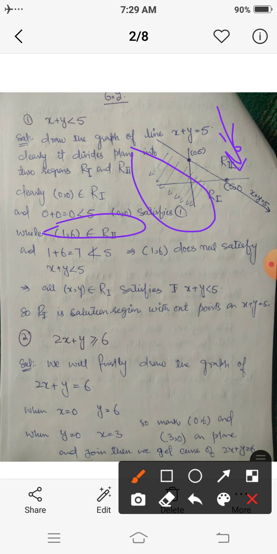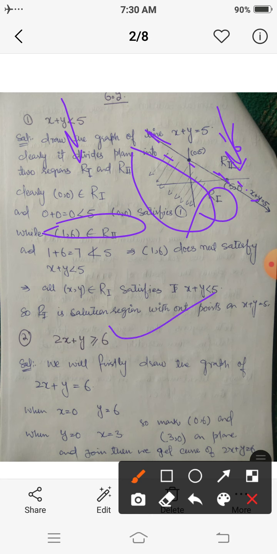Also here we have a strict inequality, with less than. So there does not exist any point on this line, because if the points on this line satisfied the given inequality, this would imply that x plus y equals 5. But here we have a strict inequality, so the solution region is only R1, not the points on the line, and not R2.